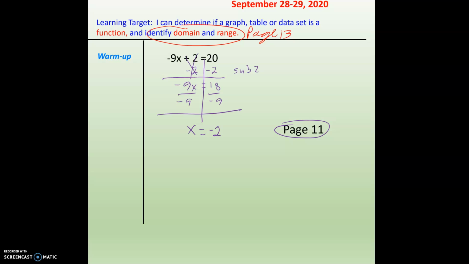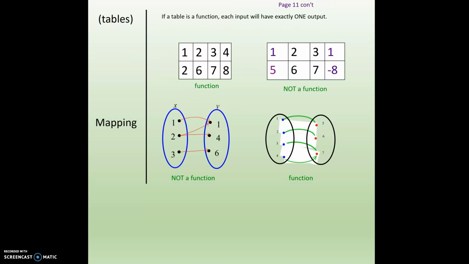All right, so we're going to continue on page 11. You're going to want to copy these down to the best of your ability here. All right, so now that you've copied them down, let's go ahead and jump in. So look, a function basically only has one x, meaning you're not going to have a repeating x. So when you look at this first one, it goes 1, 2, 2, 6, 3, 7, 4, 8. The x's are only 1, 2, 3, 4. It is a function. It's good to go.